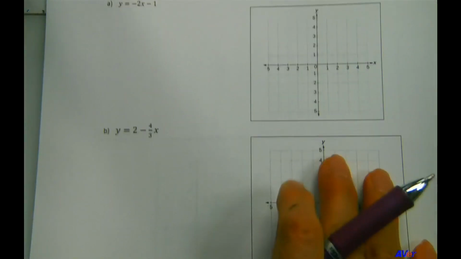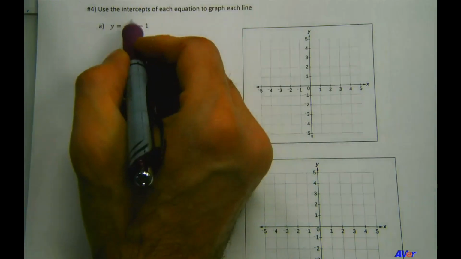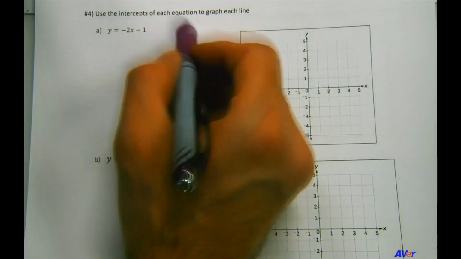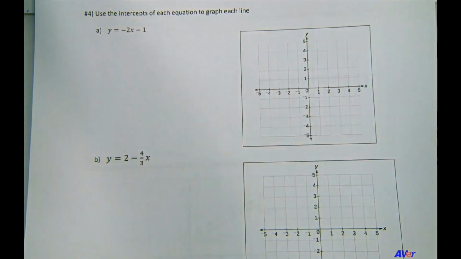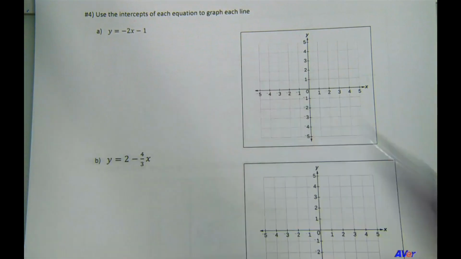All right. So here, we're asked to use the intercepts. We now know how to obtain the intercepts, right? We just did a couple of examples on that. So now we're asked to use the intercepts, that's referring to the x and y intercepts of each equation, to graph each line. So let's do that. We're going to find the x-intercept, then the y-intercept, then we're going to plot these for each equation.